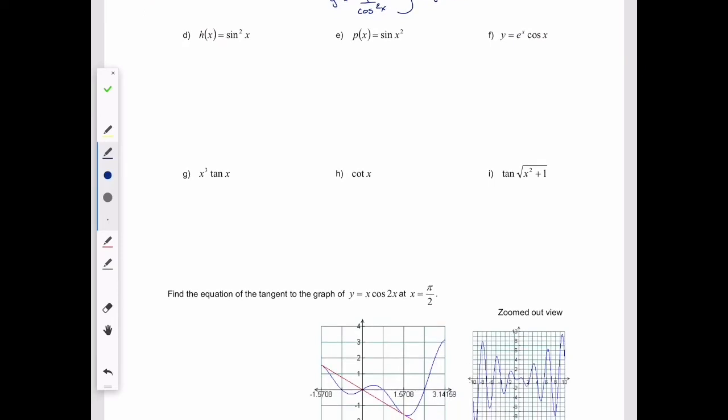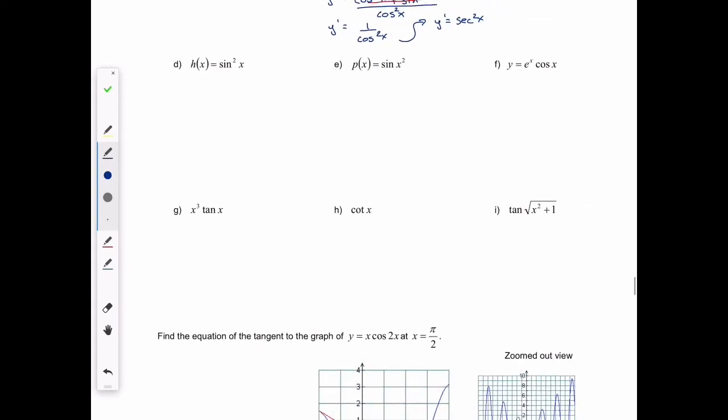For example D, once again, I'm going to use a little shortcut to help my brain out in case I can't remember the formulas. We know this is the same thing as saying sine of x times the sine of x. So now I can use a product rule. If I want to find the derivative of h, it's going to be the derivative of the first term, which is cos of x, times the second term, sine of x, plus sine of x, the first term, times the derivative of sine of x, which is cos of x.